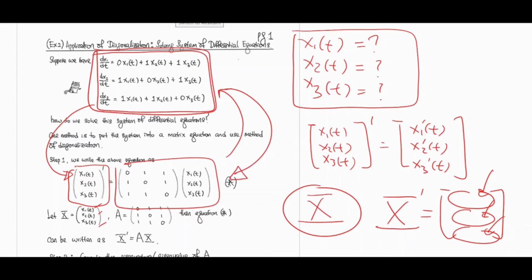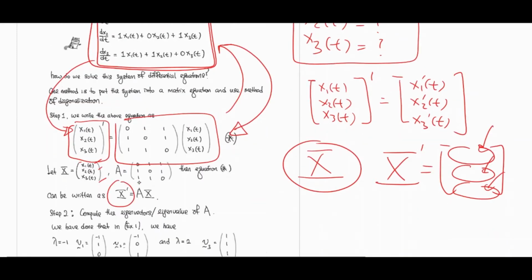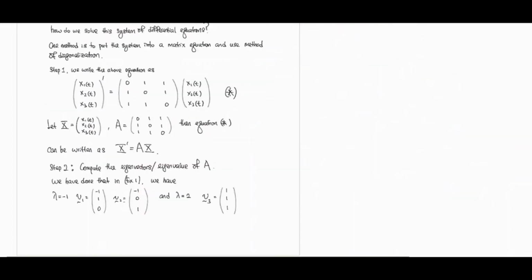For simplicity, we are going to write the system of equations as x prime equals Ax, where A is this coefficient matrix. So in order to solve this system of differential equations, the first thing you need to do is put it into matrix form. Once we have this, we are going to concentrate on our coefficient matrix A, which is right here. The second thing that we need to do is compute the eigenvectors and eigenvalues for this matrix A. And we know how to do that. We are going to skip the details here.